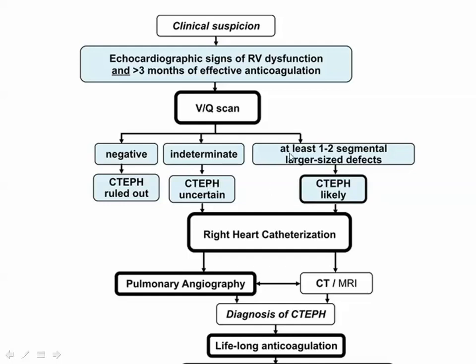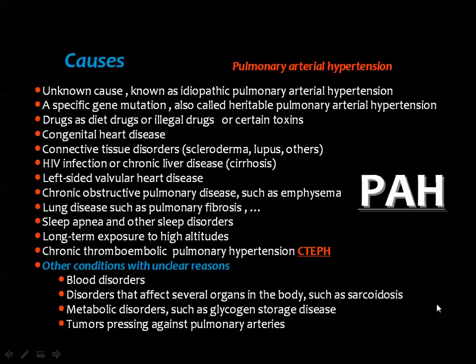If you detect at least 1 or 2 segmental large size defects, then the diagnosis of CTEPH is most likely, and you proceed to right cardiac catheterization, or to do pulmonary angiogram, or to have a CT or MR angiogram. Then you can see the signs of CTEPH, and then you proceed with lifelong anticoagulation.